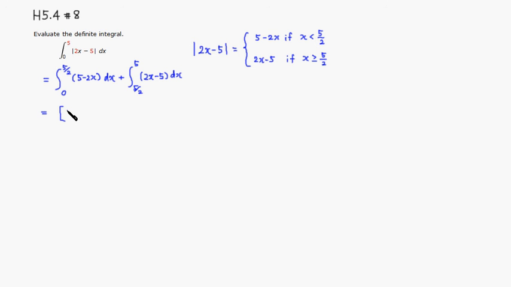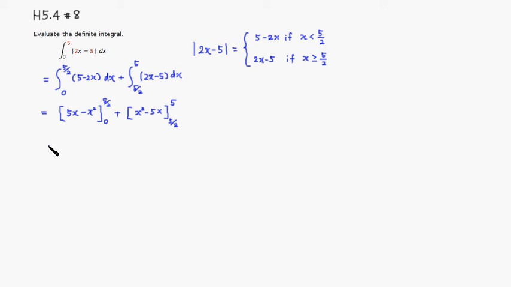So the antiderivative of 5 would be 5x. The antiderivative of negative 2x would be negative x squared. And then it goes from 0 to 5 halves. Plus, the antiderivative of 2x would be x squared. Minus, we have 5x. And it goes from 5 halves to 5.